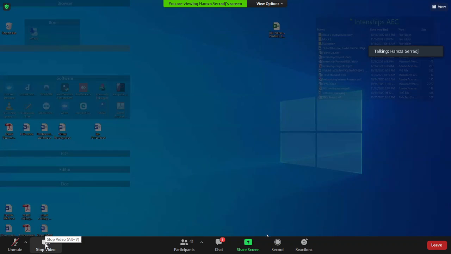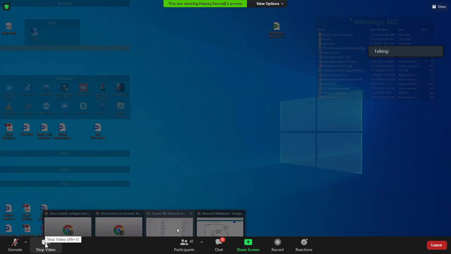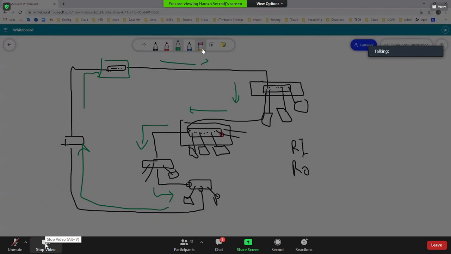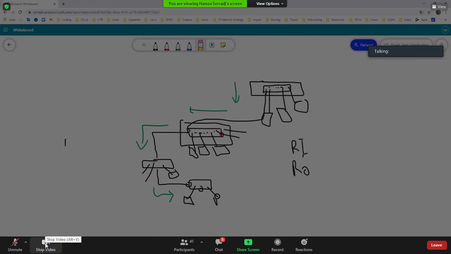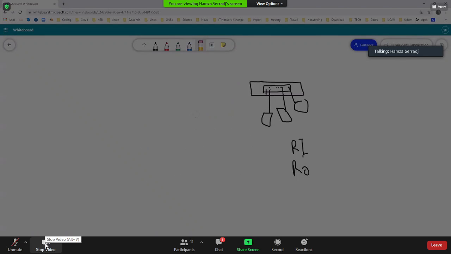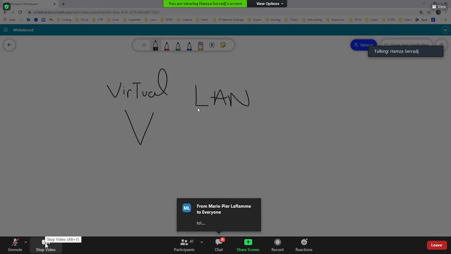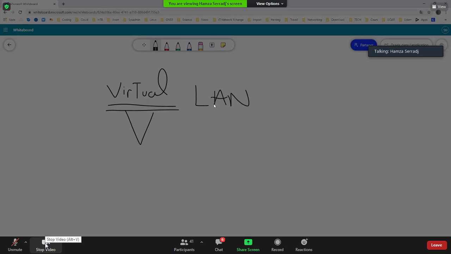So what is a VLAN? VLAN. In French, it means bad, right? VLAN. All right. So VLAN is totally different from the real French word. In English, it means something else. Virtual for V. And LAN, we already know what is LAN, right? Local area network. Marie-Pierre, you understand French. VLAN. Yeah. So VLAN is for virtual LAN, local area network.